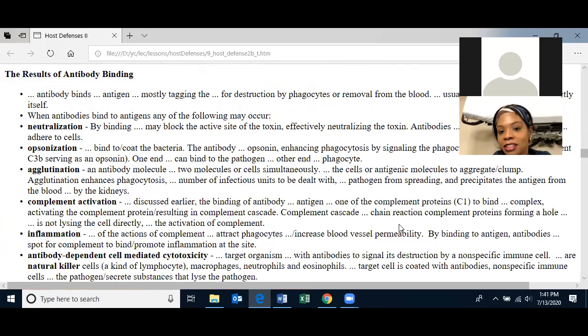Activating the complement proteins, which then leads to the complement cascade, putting a hole in the pathogen. So the antibody itself doesn't lyse the pathogen, but it can work with the complement proteins to lyse the pathogen. Any question about that?